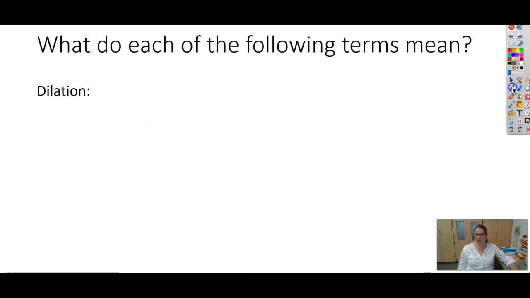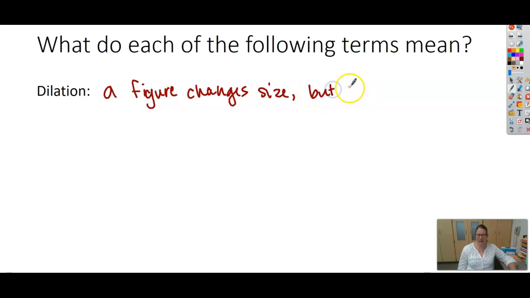So a dilation just means that a figure, meaning like a shape, is going to get larger or smaller. So it changes size, but the shape stays exactly the same. So the figure changes size, but the shape remains the same. Okay.